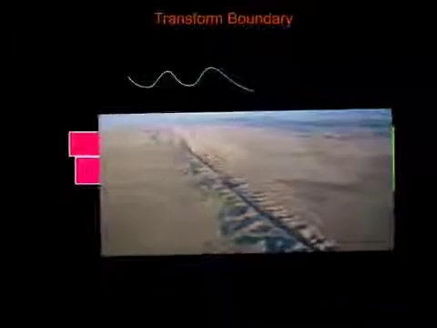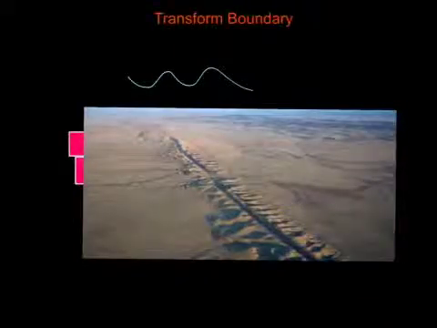Transformative boundaries cause earthquakes. The most famous transformative boundary is in California. It is called the San Andreas Fault.